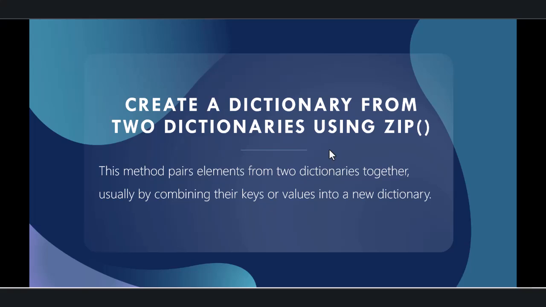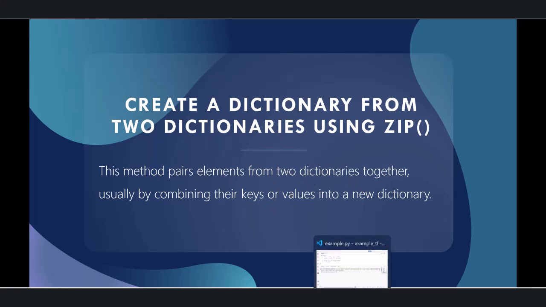We'll see the next method, that is creating a dictionary from two dictionaries using zip function. In the last example, we saw how to create a dictionary from lists. Here we will see from dictionaries themselves how to create another one. This method pairs elements from two dictionaries together, usually by combining their keys or values into a new dictionary. Here we will pair the elements from two different dictionaries and we will combine their keys and values into a new one. By combining existing dictionaries, we will create a new dictionary and combine its keys and values. It is as simple as you are able to understand from this explanation.